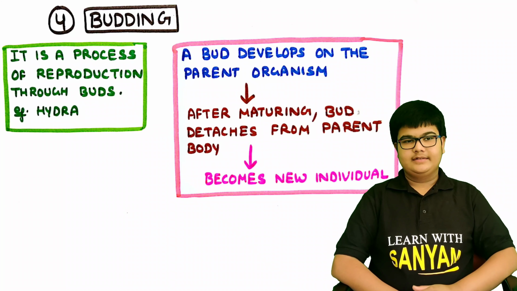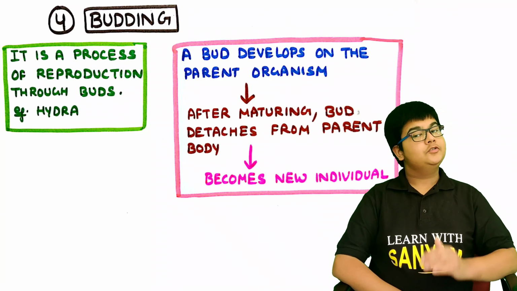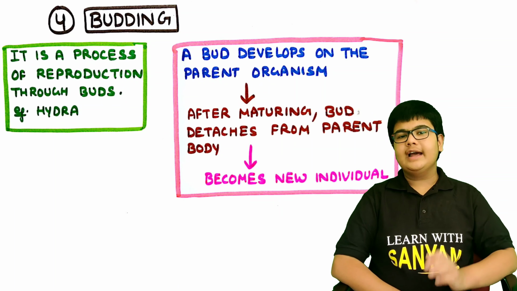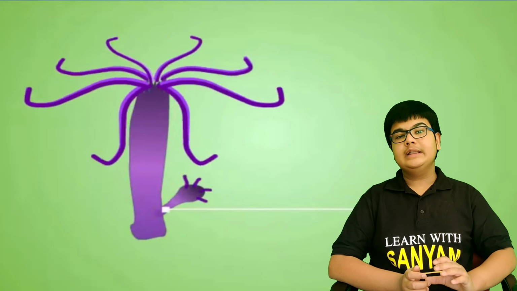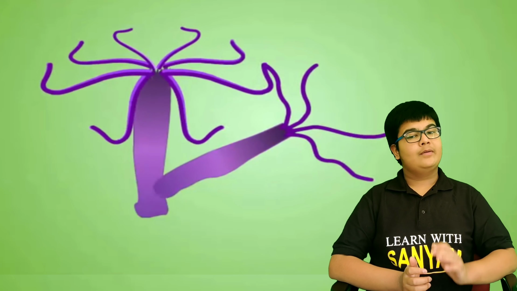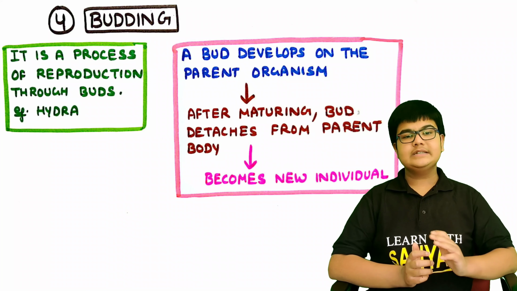Fourth, budding. As the name suggests, it is the process of reproduction through buds. An example is hydra. In hydra, a bud develops on the parent organism. After maturing, the bud detaches from the parent body and becomes a new individual. So in this way, hydra reproduces by budding.